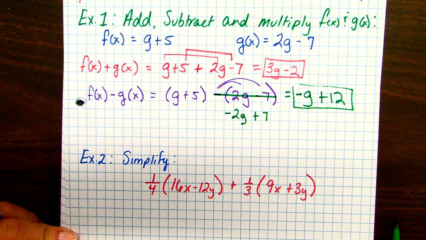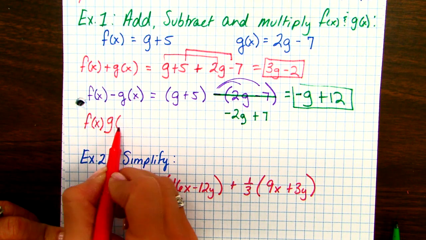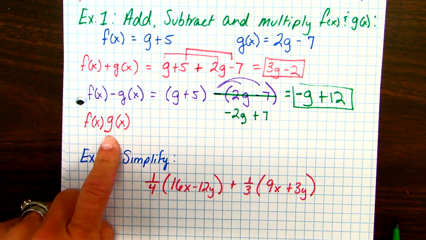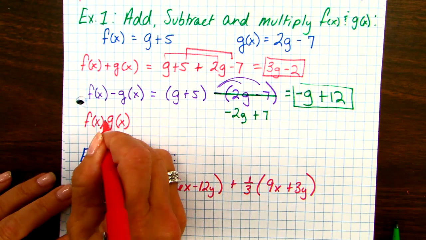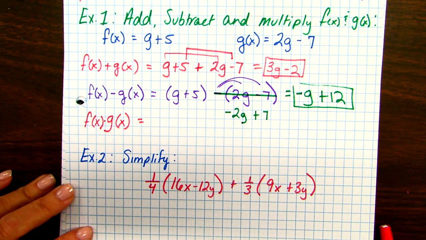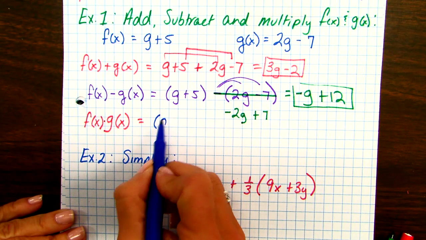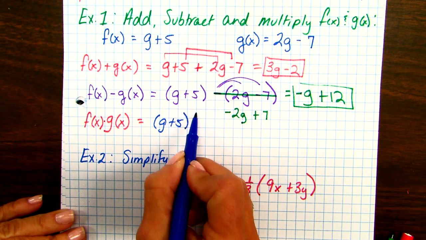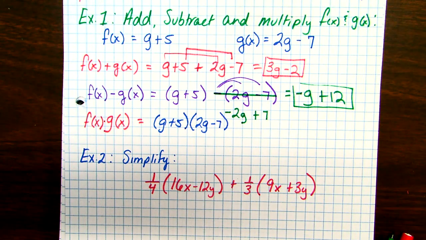Okay? And then multiplication. Your book, when you get to your homework, I think it's weird that it writes it just like that. Like, you should know that means multiplication. I would probably put a dot in between or put them in parentheses, but just so you know, this is f of x and g of x right up against each other, so it does mean multiplication, okay? And so, I'm going to use a different color. Let's use blue. So that would be f of x, which is g plus 5, times g of x, which is 2g minus 7.